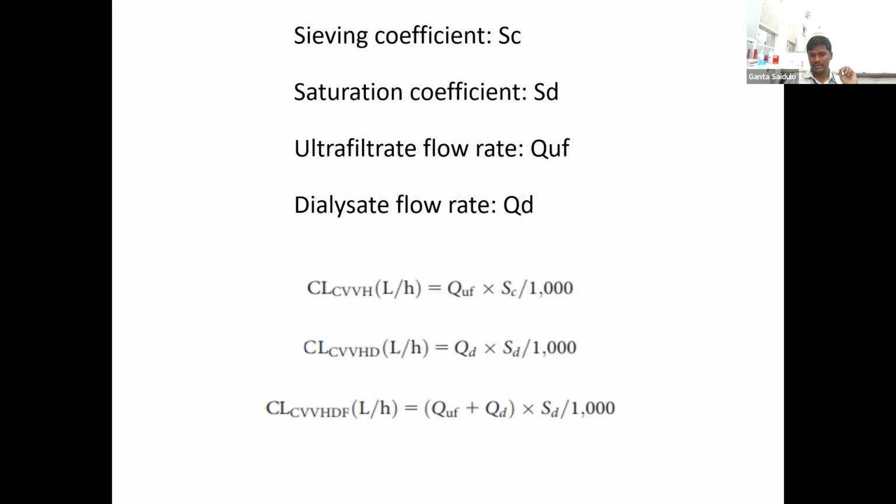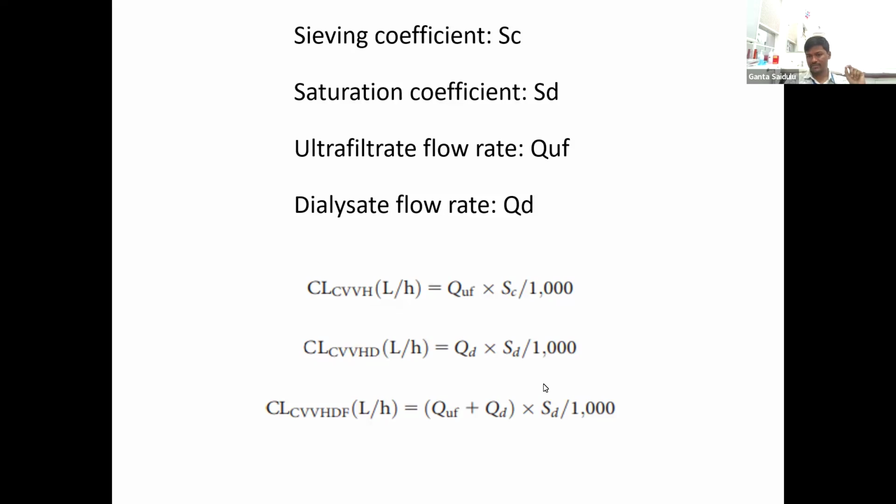There are different formulas available to calculate the CRRT clearance, depending on the method you're using. For CVVH, the formula is Q into F into sieving coefficient by 1000. If you use CVVH, you need the sieving coefficient value. If you use CVVHD, you need the value of the saturation coefficient. And if you use CVVHDF, then you need the ultrafiltration flow rate and dialysis flow rate, like our case. Then you can use these formulas.